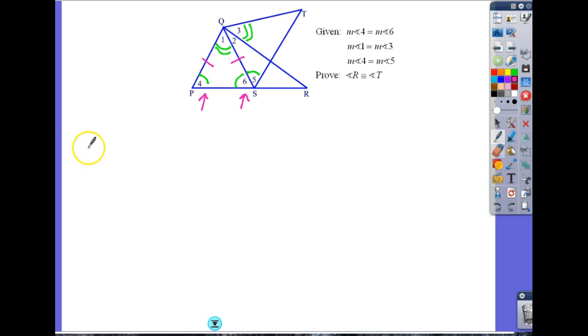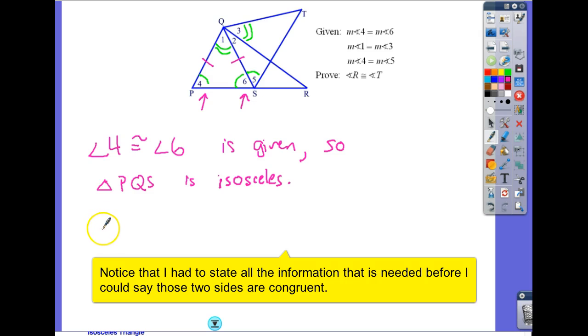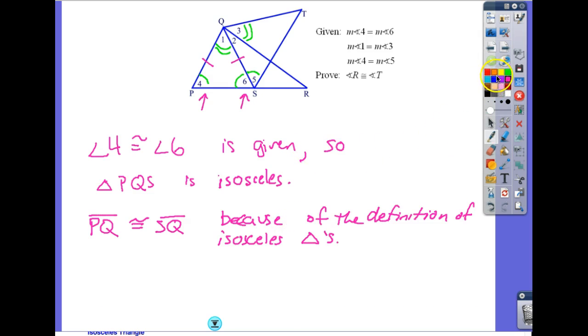So I'm first going to have to state that. We'll say angle 4 is congruent to angle 6 is given. So triangle PQS is, since that's isosceles, then we know that PQ is congruent to SQ because of the definition of isosceles. So we're one step closer here.